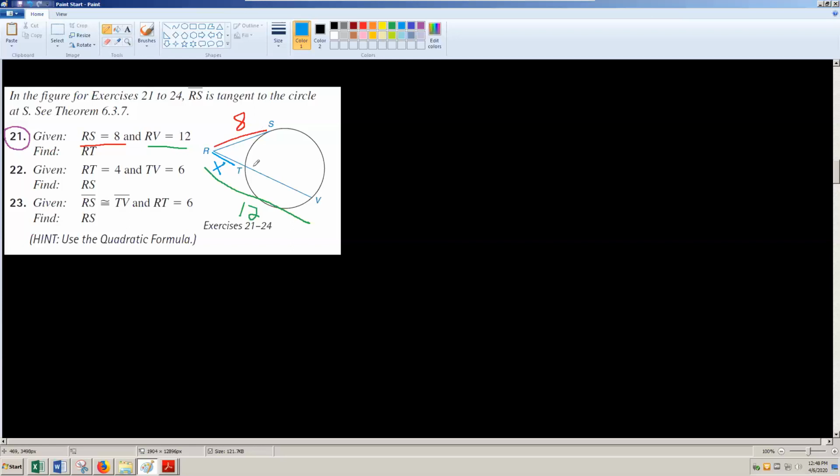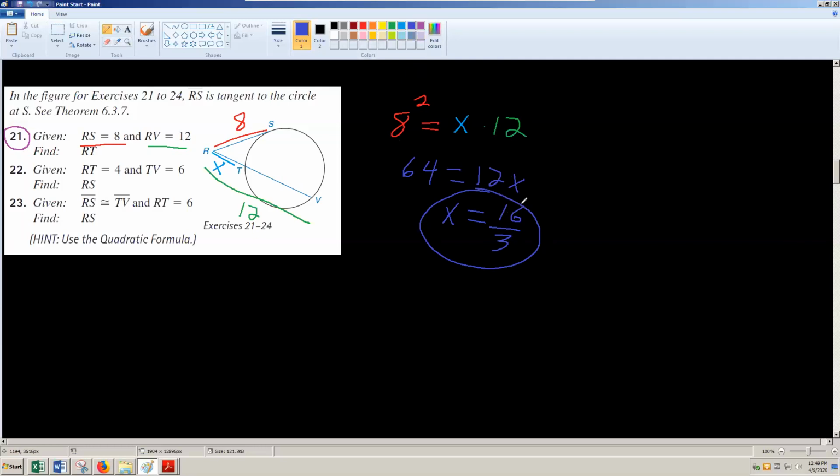So if I have a tangent and a secant, the way that I'm going to set this up is my tangent squared is equal to the first intersection times the second intersection. So I have 64 is equal to 12x, and then I get x is 16/3. Any questions on this one?